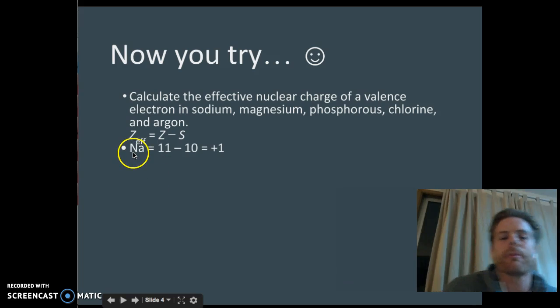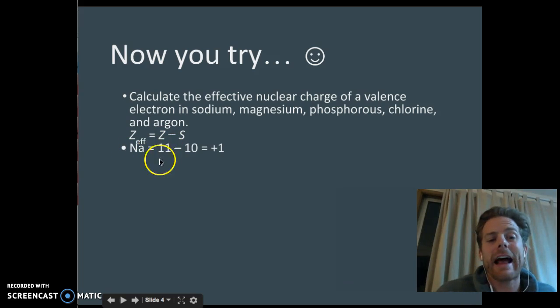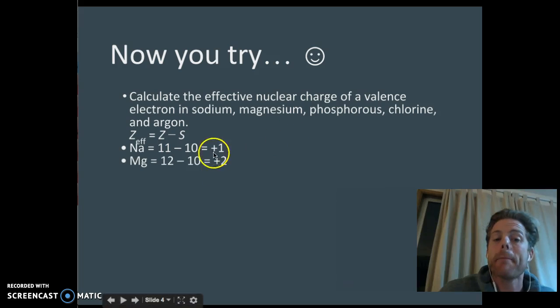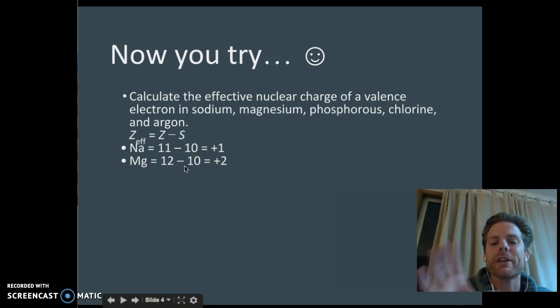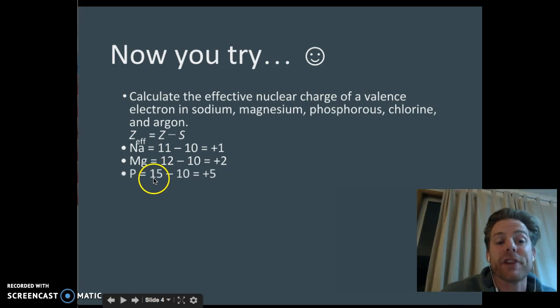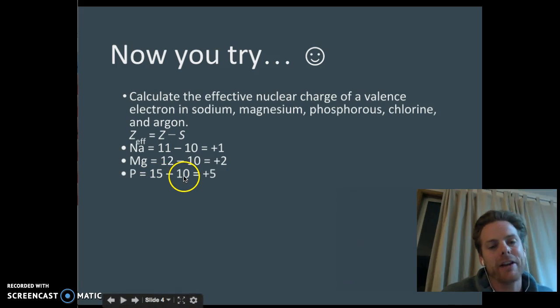Sweet. So first off, sodium, we've already done that. 11 protons minus 10 core electrons, aka shielding electrons, equals positive 1. Awesome. How about magnesium? Magnesium, 12 protons minus the 10. There's still only 10 core electrons. Go to positive 2. Bam, jump all the way over to phosphorus. 15 protons minus those 10 core electrons.